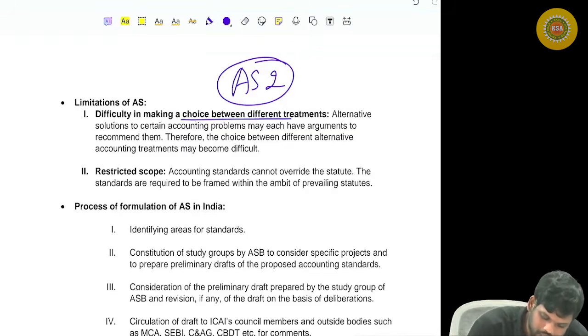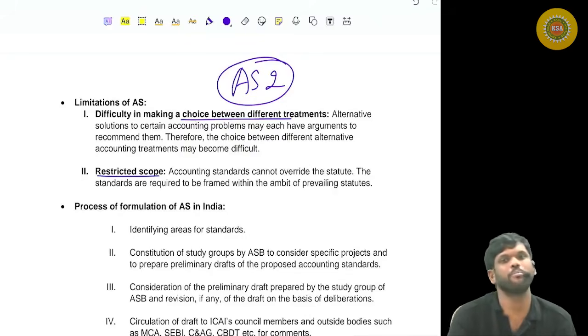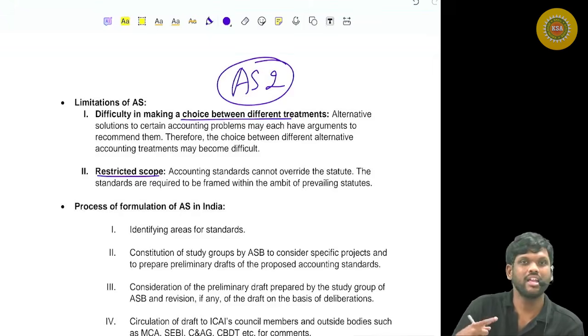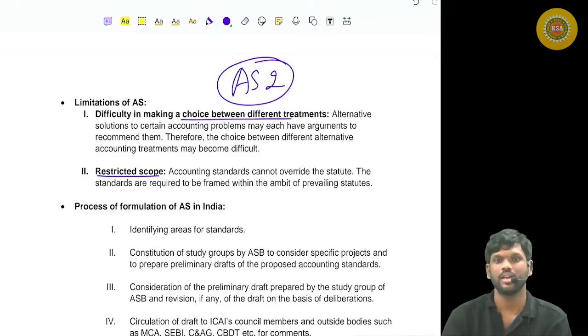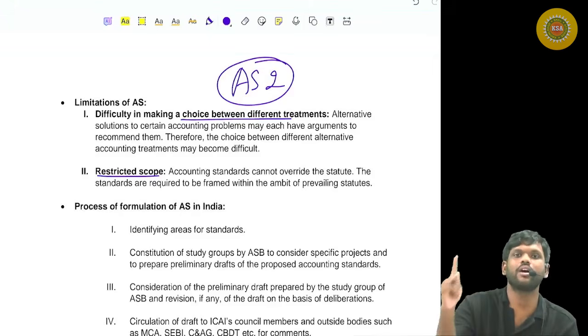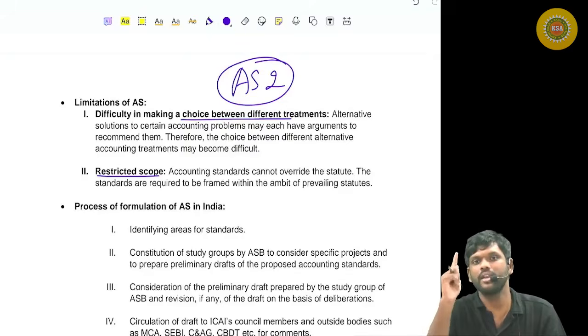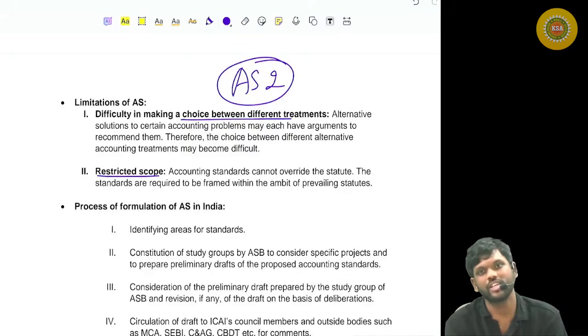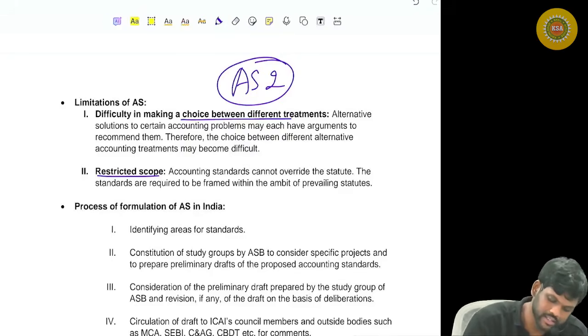அதே மாதிரி சம்டைம்ஸ் அக்கௌண்டிங் ஸ்டாண்டர்ட்ஸ்க்கு ஸ்கோப் ரொம்ப ரெஸ்ட்ரிக்டட். அப்படின்னா என்னன்னா, அக்கௌண்டிங் ஸ்டாண்டர்ட்ஸ் பெருசா இல்லை லா பெருசானா லா தான் பெருசு. எப்பவுமே லா வில் ஓவர் ரைட் த அக்கௌண்டிங் ஸ்டாண்டர்ட்ஸ். ஒரு லா மீறி அக்கௌண்டிங் ஸ்டாண்டர்ட்ஸ்னால பேச முடியாது. ஸோ தீஸ் டூ ஆர் மெயின் லிமிடேஷன்ஸ் ஆஃப் அக்கௌண்டிங் ஸ்டாண்டர்ட்ஸ்.